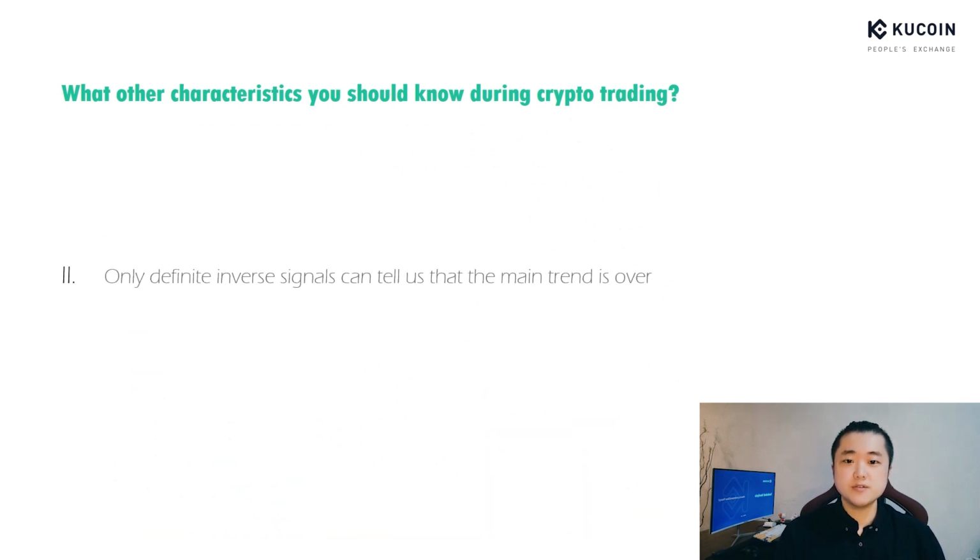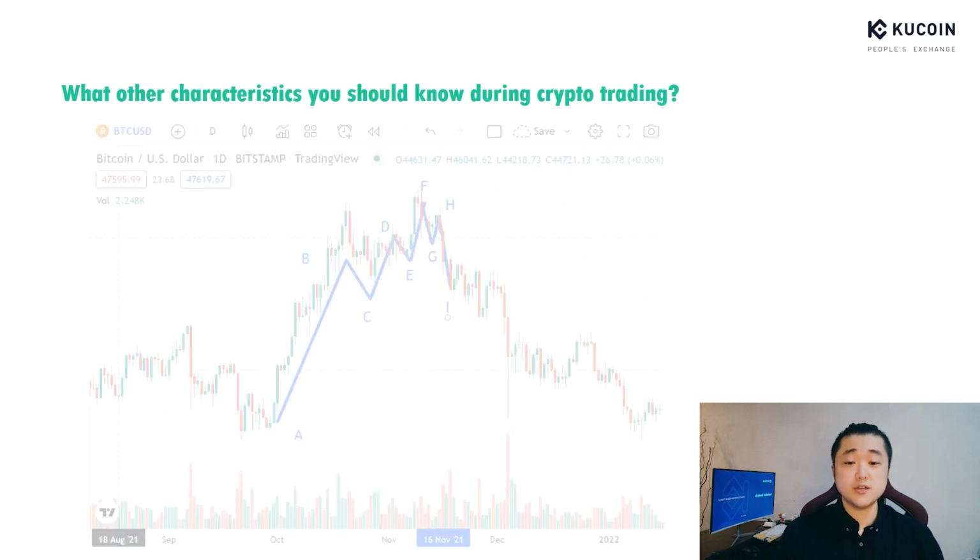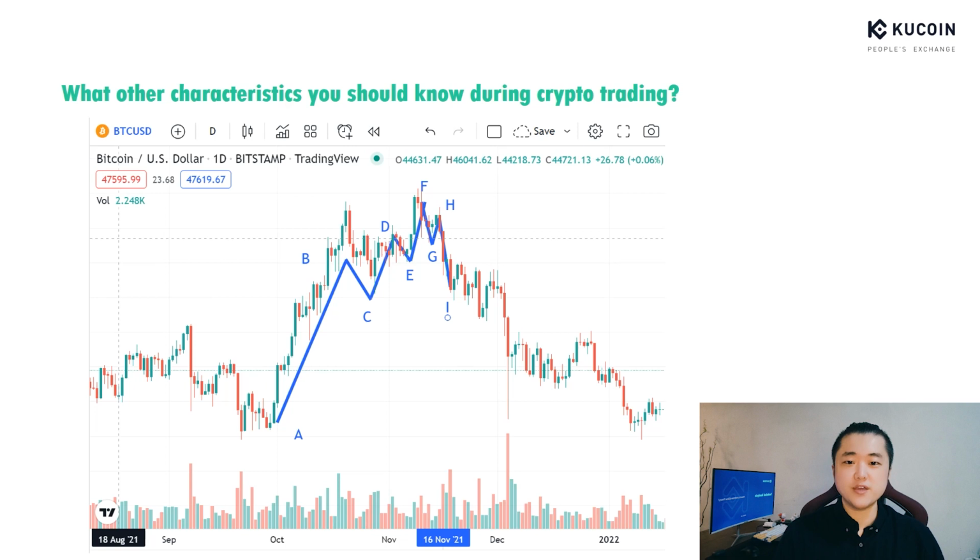In addition, only a defined reversal signal can be regarded as the end of the trend. From this picture, it is obvious that from A to F, it is an ascending primary trend. However, point H has revealed that the ascending primary trend has changed, since after retracements, this point didn't touch a higher point but became a lower high point. It is the definite reversal signal. In this way, the whole market has a high possibility of becoming bearish.